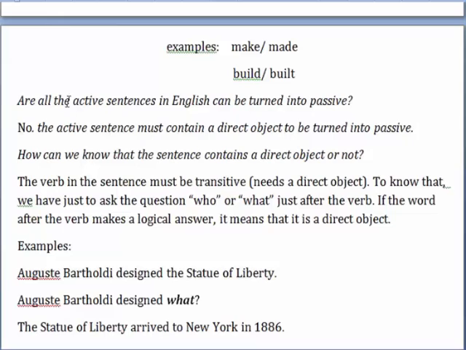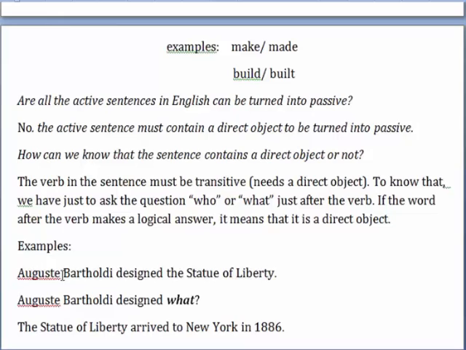Now there is a question: can all the active sentences in English be turned into passive? The answer is no. Not every sentence in English can be put in the passive form. The active sentence must contain a direct object to be turned into passive. How can I know? How can I tell that the sentence contains a direct object or not? Just ask the question. The verb in the sentence must be transitive, meaning it needs a direct object. To know whether the verb is transitive or not, we just have to ask the question who or what just after the verb. If the word after the verb makes a logical answer, it means that it is a direct object.